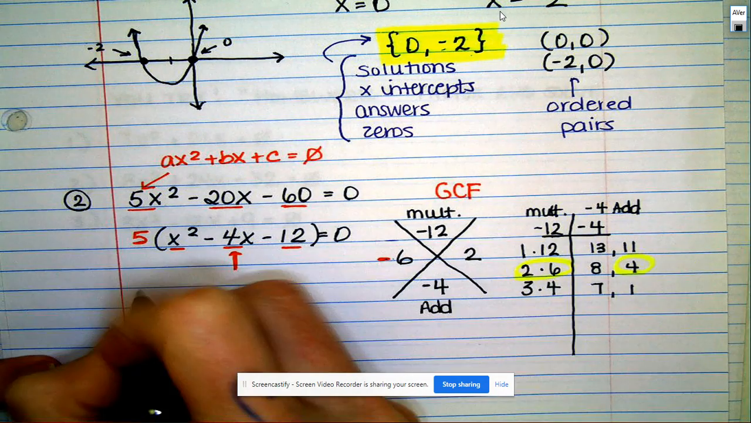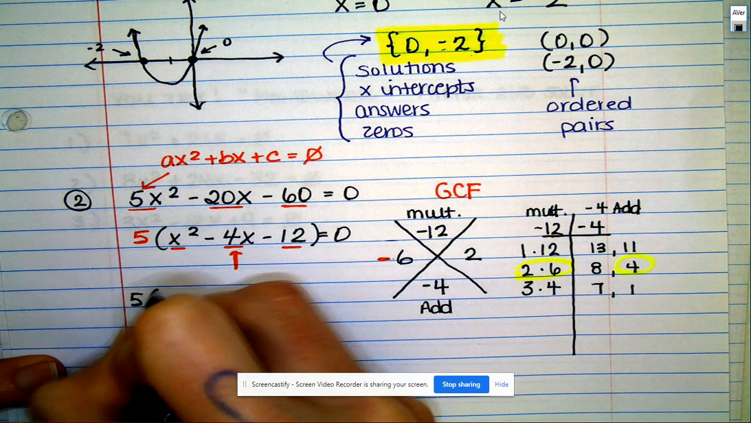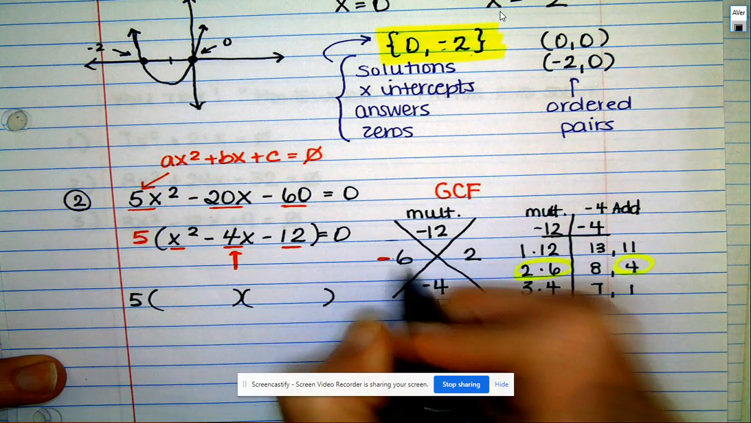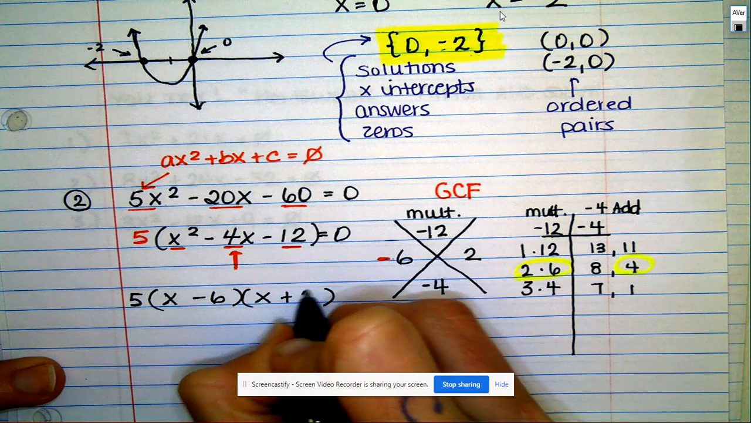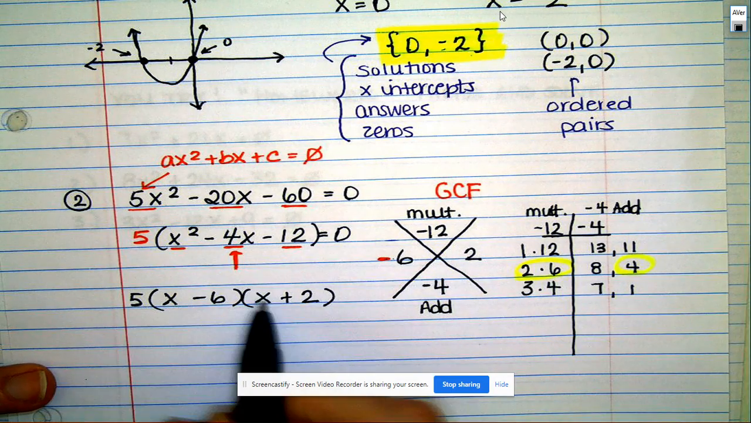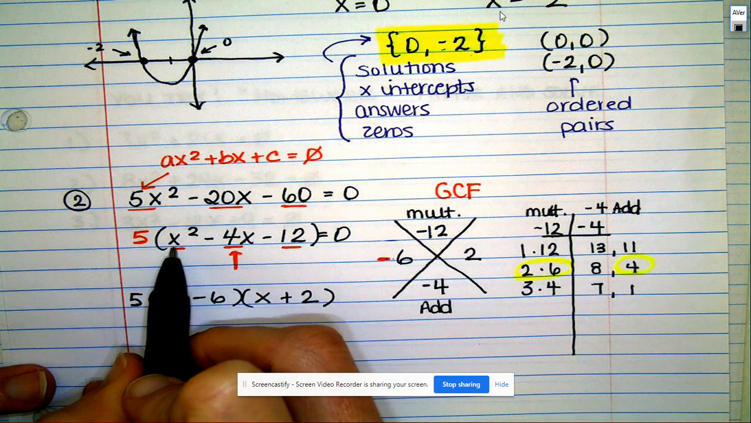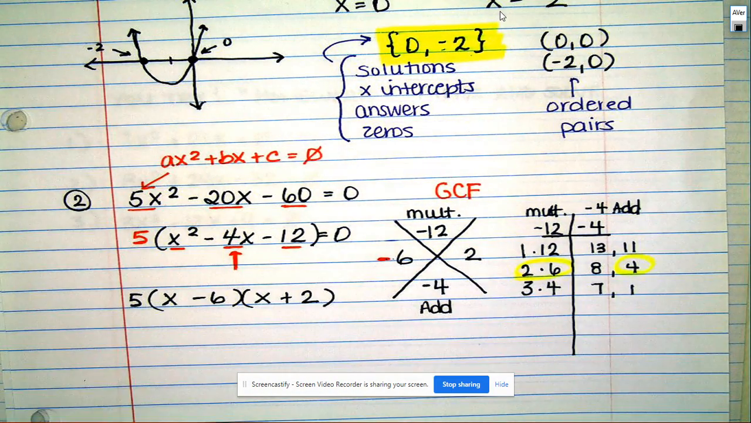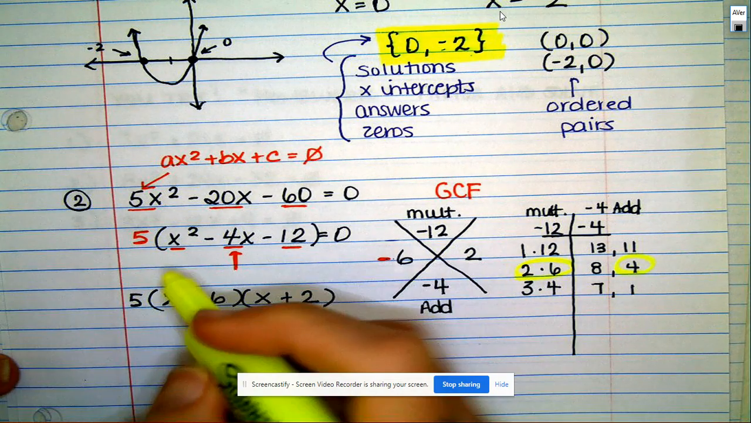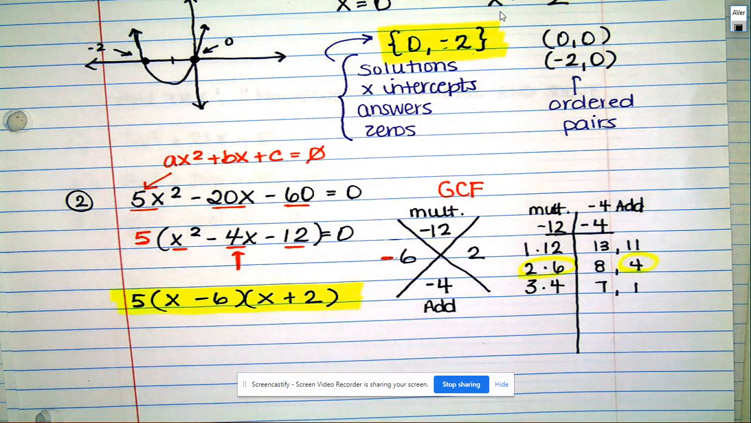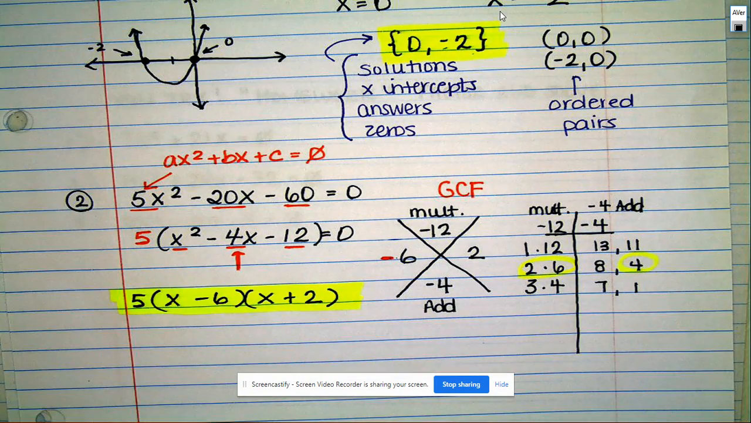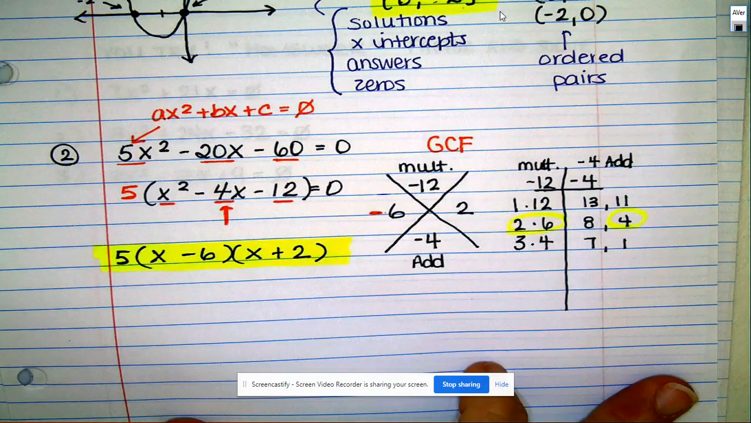So we want to make sure we hold on to our GCF. And then we're going to write our factors. So that's x minus 6 and x plus 2. And we know the x has a 1 in front of it because the x has a 1 in front of it here. So we have now factored this quadratic completely. This is factored completely. But if it asks you to solve what are the x-intercepts, what are the answers, what are the zeros, you have to keep going.